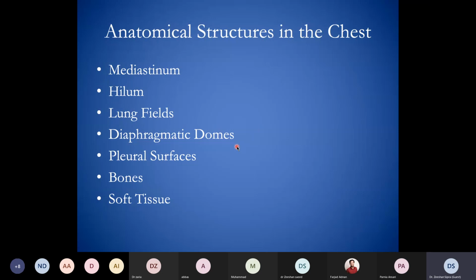Okay, I hope so. Anatomical structures in the chest, you all know: mediastinum, the hilum of both lungs, and then the lung fields, and then the bones, and then the soft tissue. This is rather the reporting template, how we follow it. We start from the center, first mediastinum, both hila, then the lung fields, then the diaphragm.